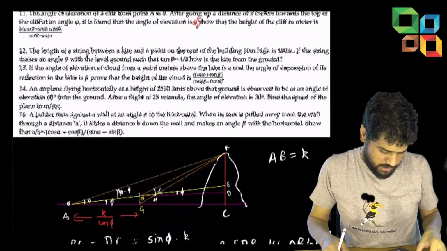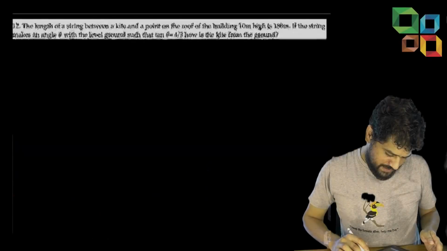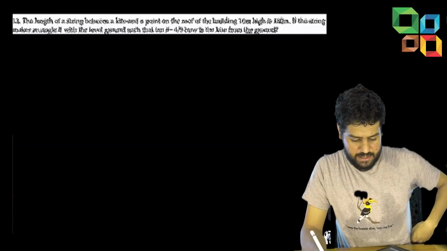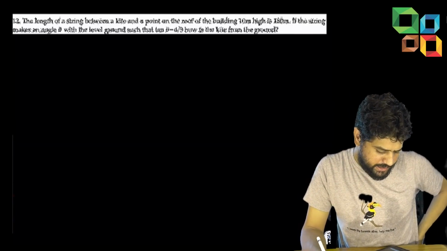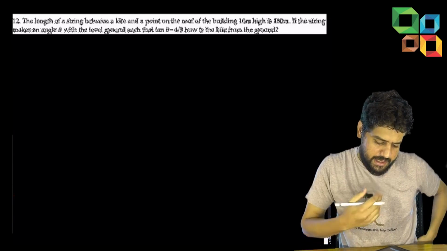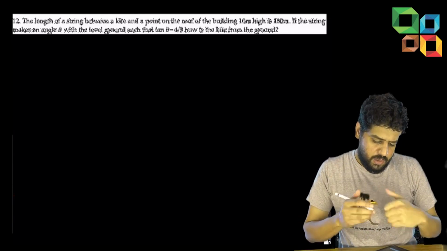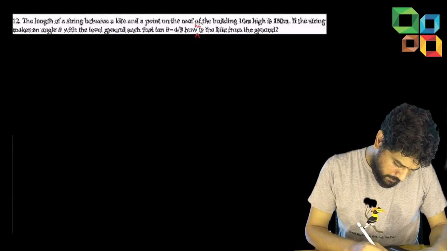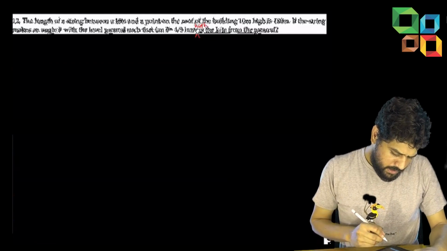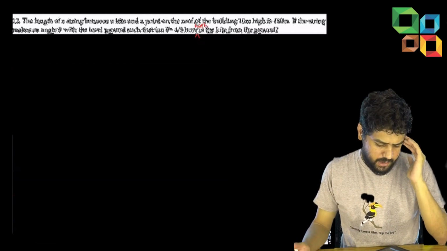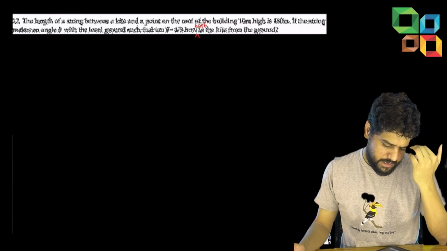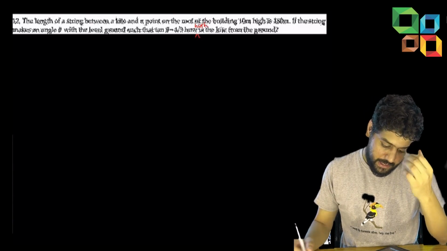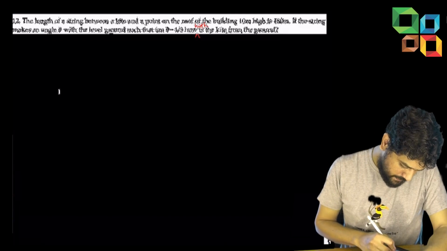Okay, let's go to the next difficult question. Length of a string between a kite and a point on the roof of a building 10-meter height is 180 meter. If the string makes an angle theta with the level ground such that tan theta is equal to 4/3, how high is the kite from the ground? So length of the string between the kite and a point on the roof of a building 10-meter high. So first you need a building.